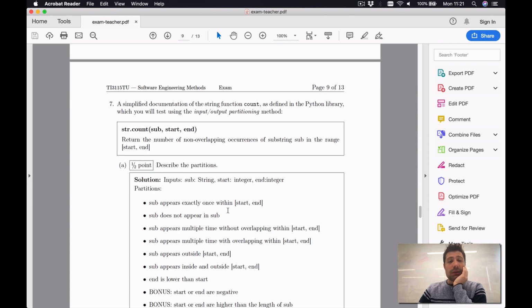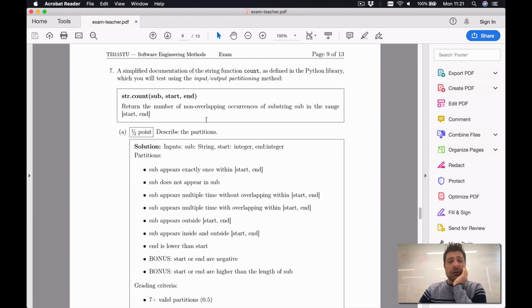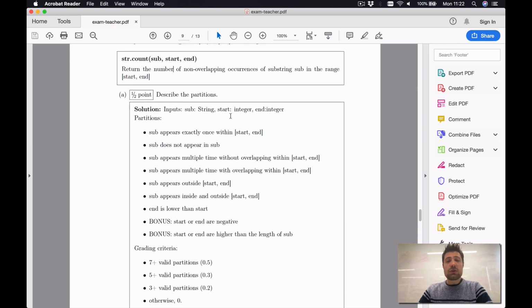Then we went to the testing question, and about input and output partitioning. We had this problem over here, the count function that comes directly from the Python documentation, and we asked you to do some partition testing in there. And this question was particularly tricky because there are many partitions you can think of. A few of you were able to find them all, and we were so happy. But the grading here was basically based on the number of correct partitions you found.